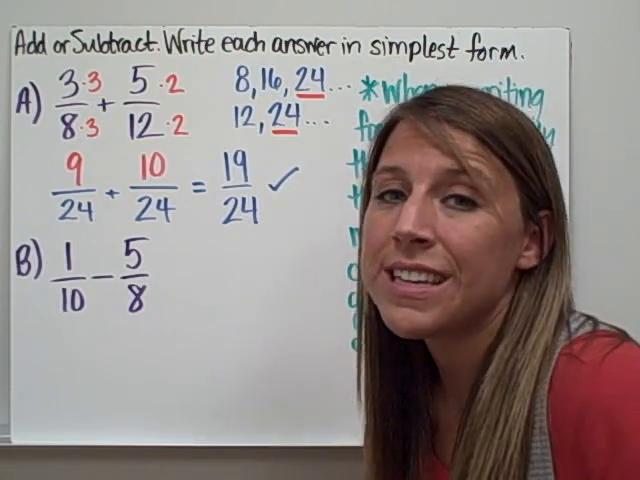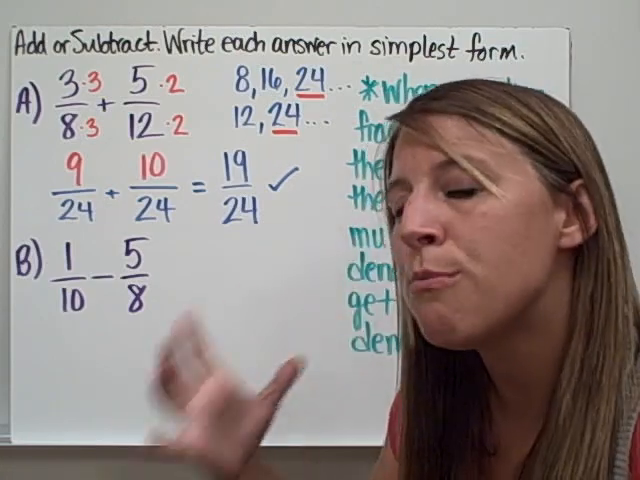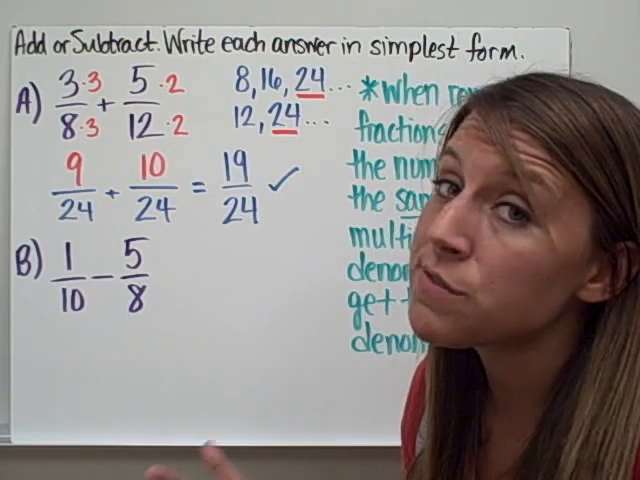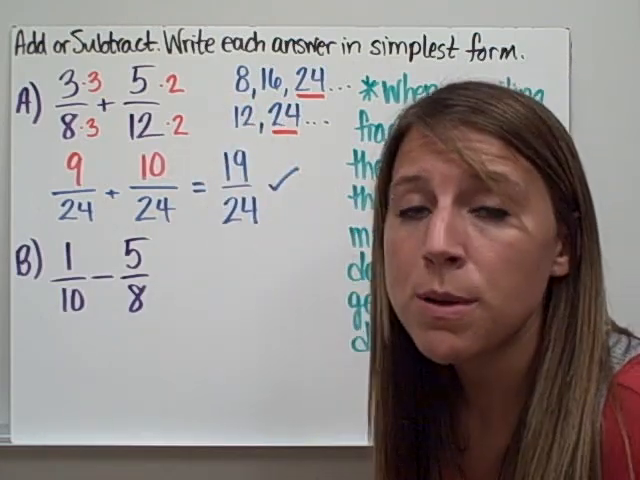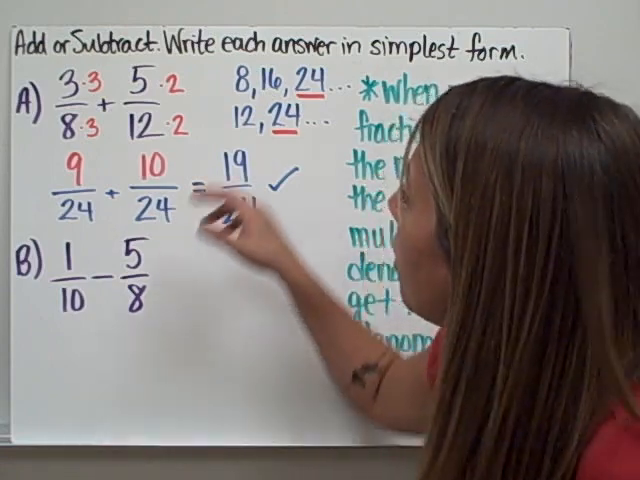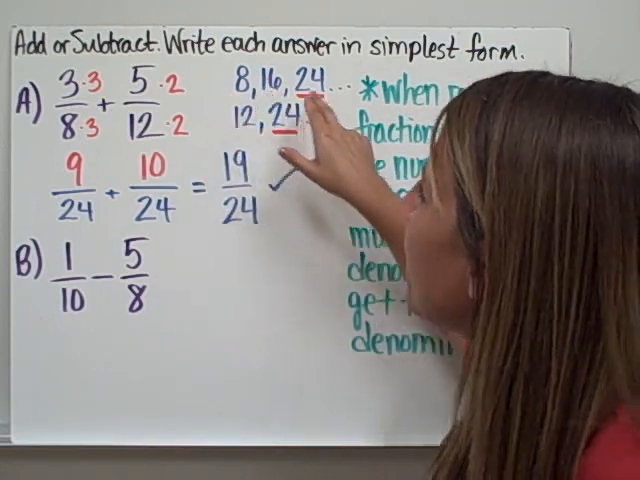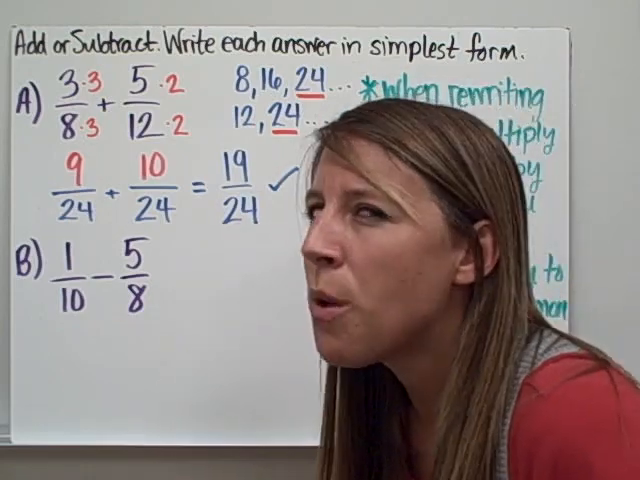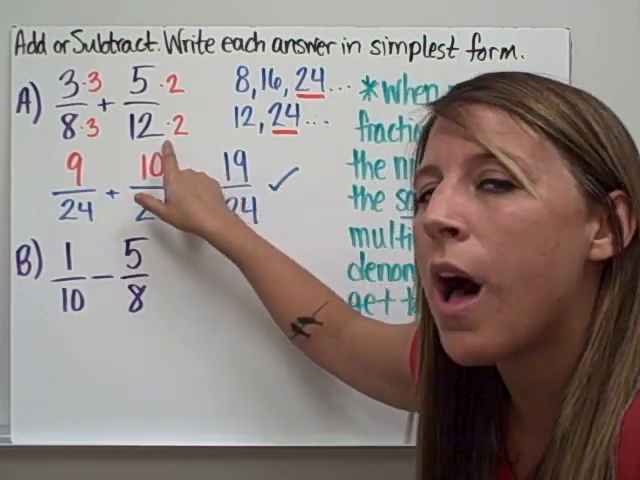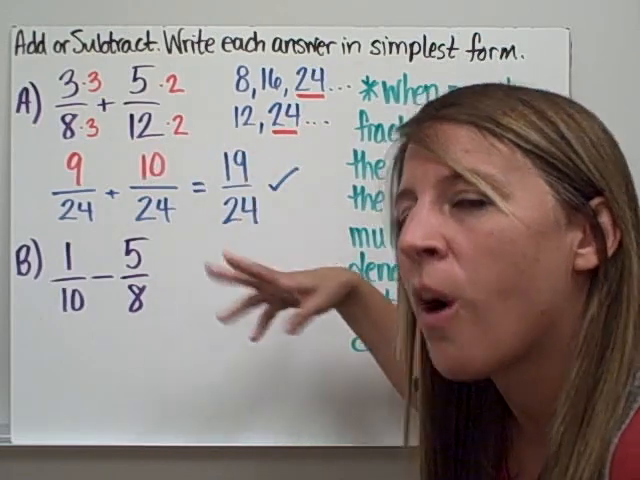So I like to find the least common denominator, so I think about the multiples of 8 and the multiples of 12. And my multiples of 8, I can either think of them or write them on my paper, whichever method works best for you. I have 8, 16, 24, etc. When I hit 24, I think, that might work for me because my multiples of 12 are 12, 24, etc.